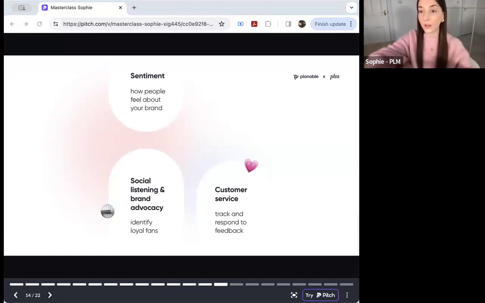Sentiment is a general consensus of how people feel about a thing, or in this case, about your brand, about a post. If you share a post and you get 10 comments and everyone says, Sophie, you have made social media simple and I've really loved this post, you have a positive sentiment.